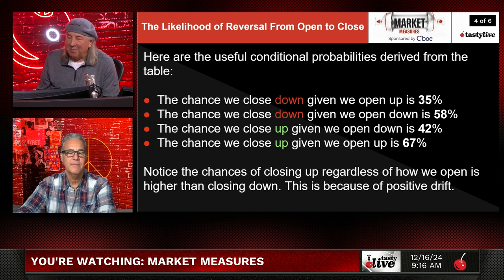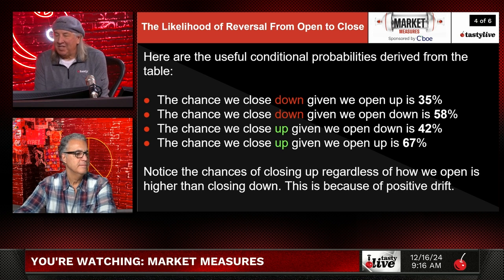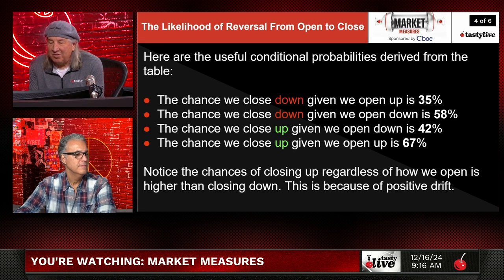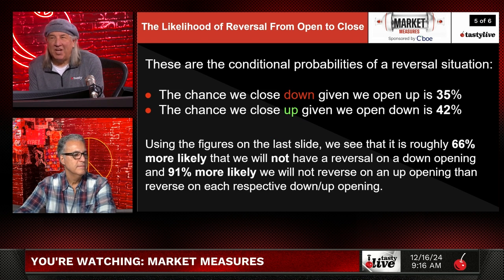Notice the chances of closing up, regardless of how we open, is higher than closing down, and that's because we have positive drift. These are the conditional probabilities of a reversal situation. The chance that we close down, given that we open up, is 35%. The chance that we close up, given that we open down, is 42%. Using the figures on the last slide, we see that it's roughly 66% more likely that we will not have a reversal on a down opening, and 91% more likely we will not reverse on an up opening than reverse on each respective up or down opening.